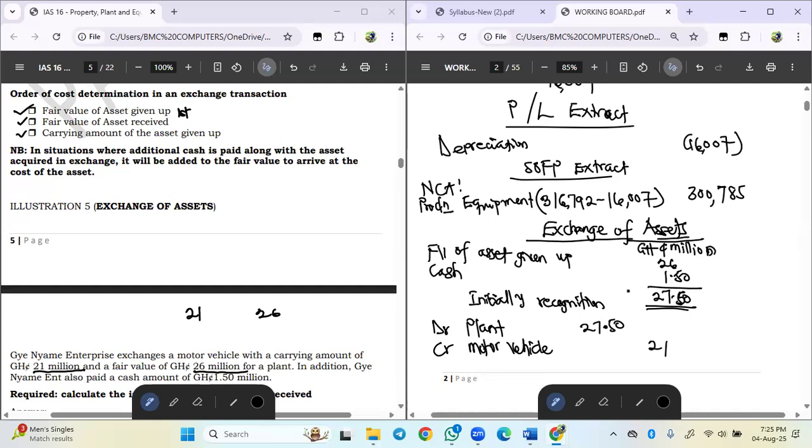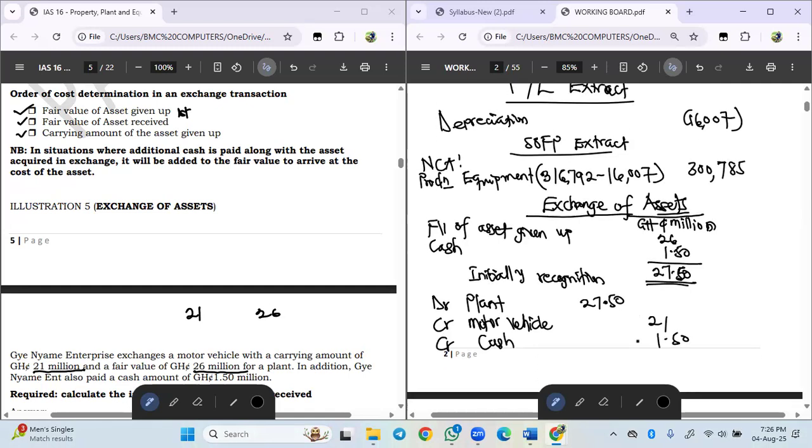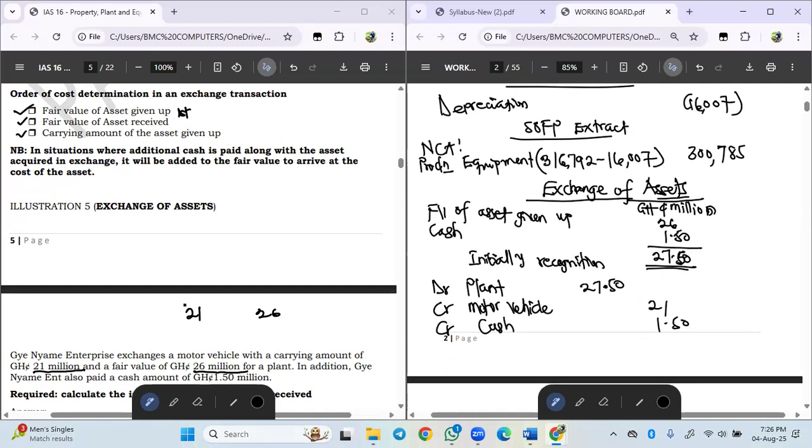Credit the giver, debit the receiver. Here, cash is the one giving, so you have to credit cash, also 1.5. Now, the extra 5 million that I said: because in the current amount, it was 21 million in the books. In your books, you said the asset is worth 21 million.